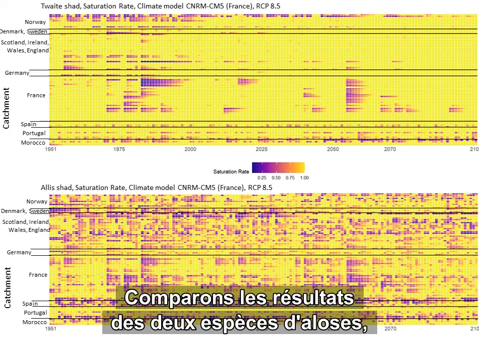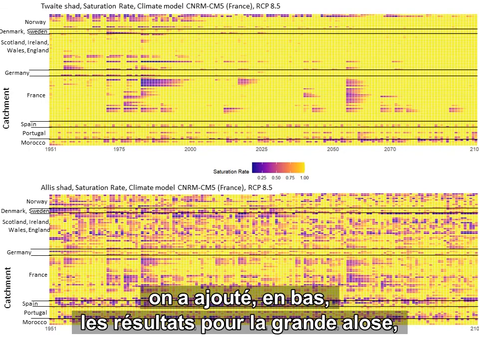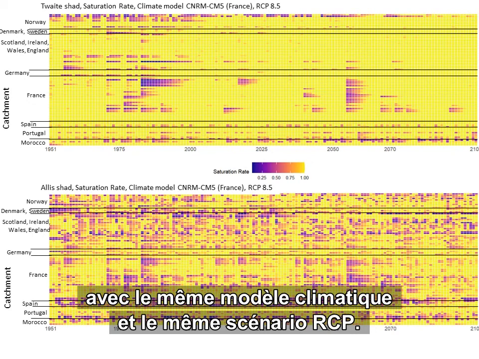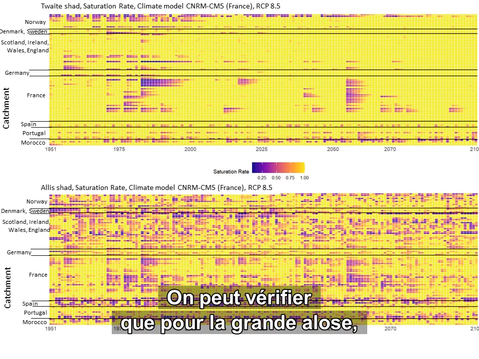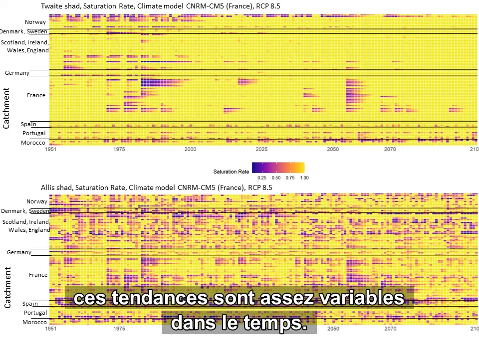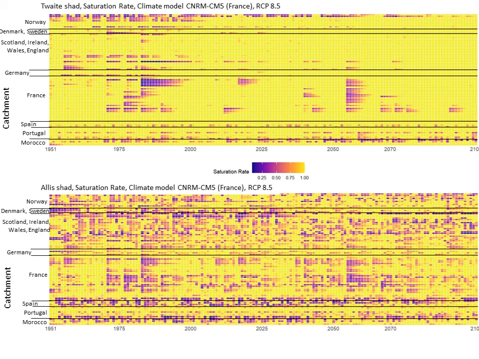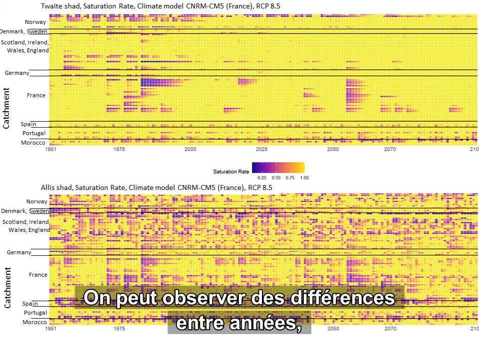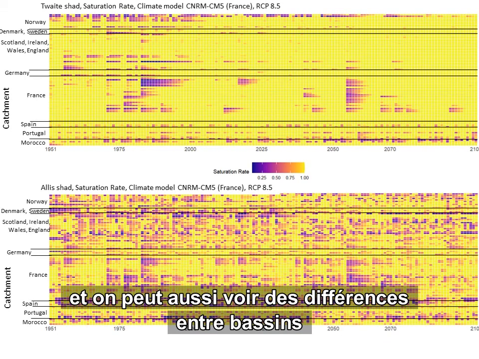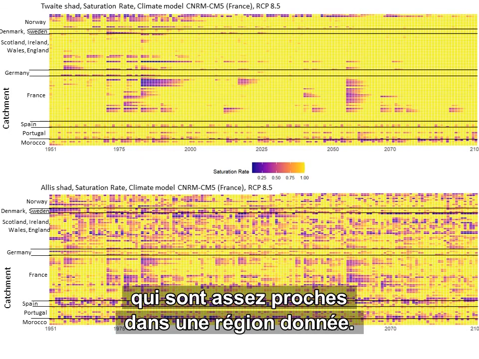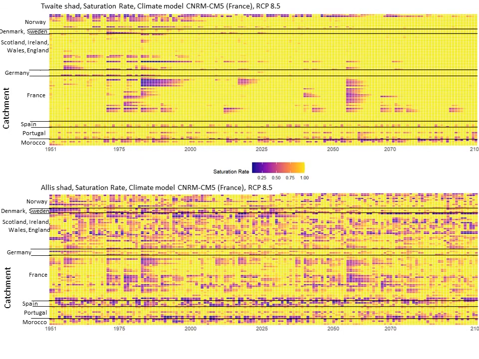If we compare the results for the two different shad species, now that we've added in the bottom panel the results for Alice shad for the same climate model and the same RCP scenario, we can see that for Alice shad, these trends are quite variable through time. We see differences between years in a relatively short period of time, and we also see differences between catchments that are relatively close within a region.